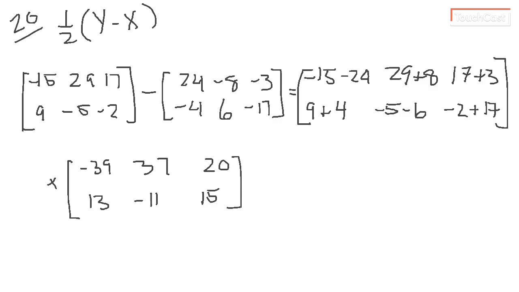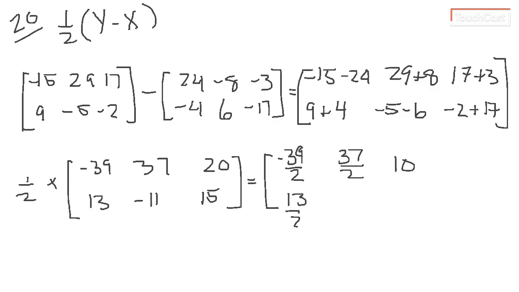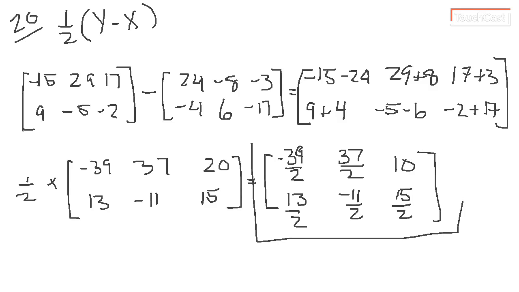We need to multiply everything by a half. So let's do that. Half of negative 39, let's just write it as negative 39 over 2. Half of 37, let's write it as 37 over 2. Half of 20, that's 10. Half of 13, let's just write it as 13 over 2. Negative 11 over 2. And 15 over 2. I'd rather have us keep it as a fraction than worry about putting it in the calculator to get decimal answers. And that actually wraps up our lesson on Introduction to Matrices.